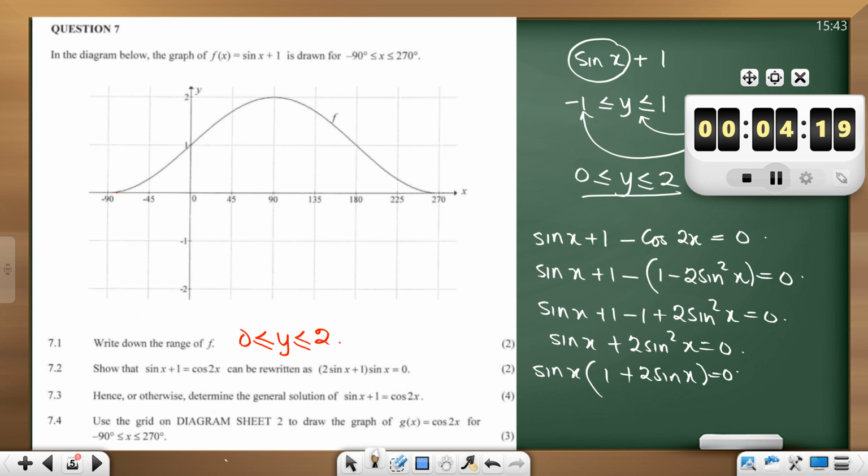And in the exam, please take note of the word hence. Is that okay? Don't start from the beginning. Start from where you ended. From there, it's now very easy.